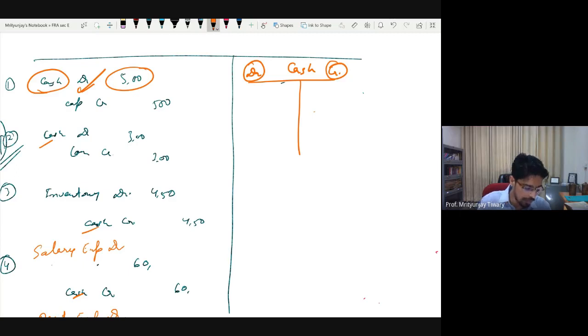So this is what we'll do. We'll go to the cash T account, go to the debit side, and put 5 crore rupees. So this is the cash T account, this is the debit side, and we put 5 crore rupees here.